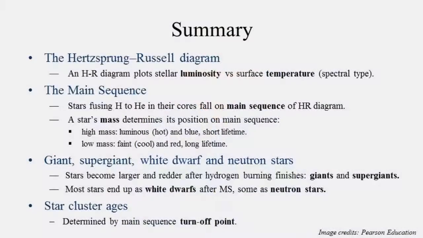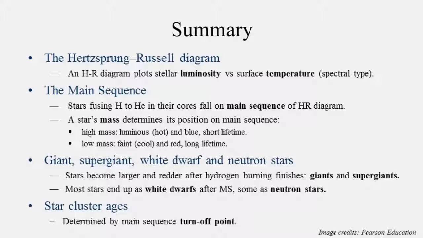Let's go ahead and do our summary of what we've discussed in this lecture. We saw that an HR diagram plots luminosity versus temperature, and that is surface temperature. That temperature, of course, related to its spectral type. We found that most stars fall on the main sequence on the diagram. Why is that? Because here is where the stars are generating energy by fusing hydrogen into helium in their core.